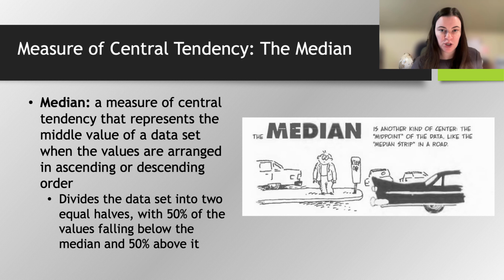The second type of measure of central tendency that we're going to be going over is the median. The median is a measure of central tendency that represents the middle value of a data set when the values are arranged in ascending or descending order. In other words, that means either from highest to lowest or lowest to highest. How we go about this is that we divide the data set into two equal halves, with 50% of the values falling below the median and 50% going above it.